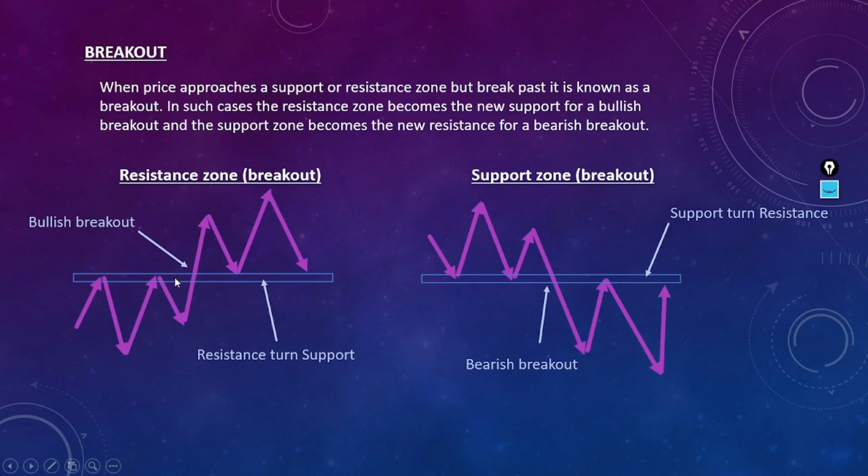Mentally, we just understand that this area used to keep down the price, and since it was so good at keeping down the price, it's always going to be a zone where the price reacts or respects, so it would be good at keeping up the price as well. So that's why the resistance zone became the new support for a bullish breakout. So, resistance turned support.